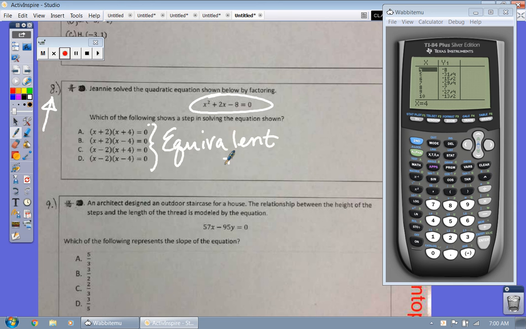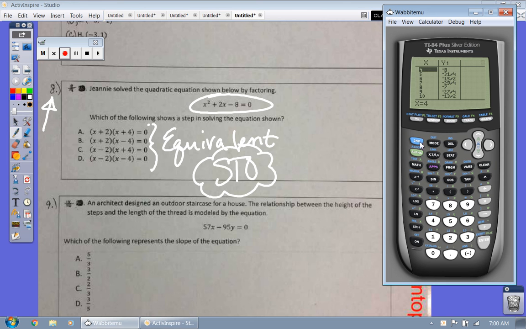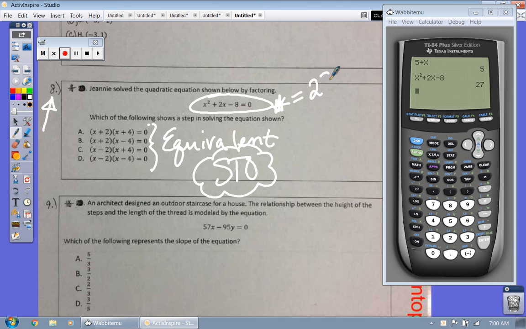Well, equivalent, we can use STO in the calculator. What I'm going to do is pick a random number for x here. So let's just take 5. We're going to take 5 and store it to x. And let's type this guy in right here: x squared plus 2x minus 8. And when x is 5, I get an output, or a value, of 27.